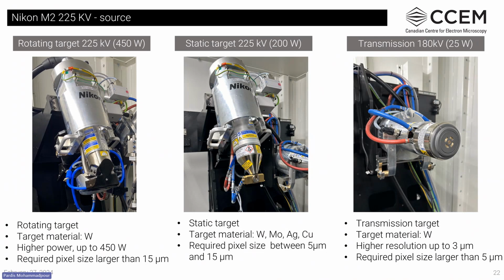And the third source is the transmission target. This source has a smaller spot size and allows higher magnification as the sample can be positioned much closer to the target. The resolution can be as good as 3 microns using this target. When the required pixel size is smaller than 5 micrometers, the transmission target is the best option to use. But if we need higher resolution than 3 microns, our Zeiss X-Radia system would be a better choice.